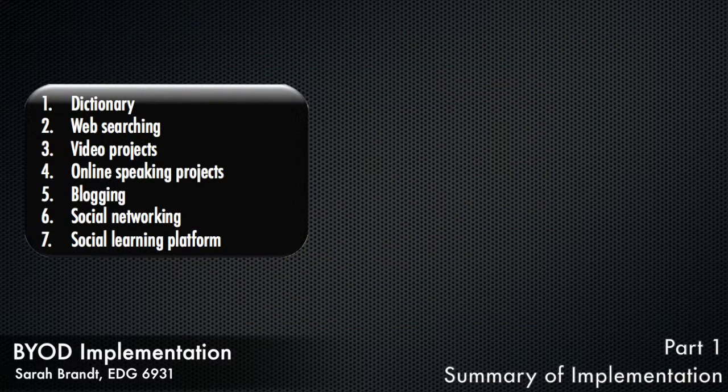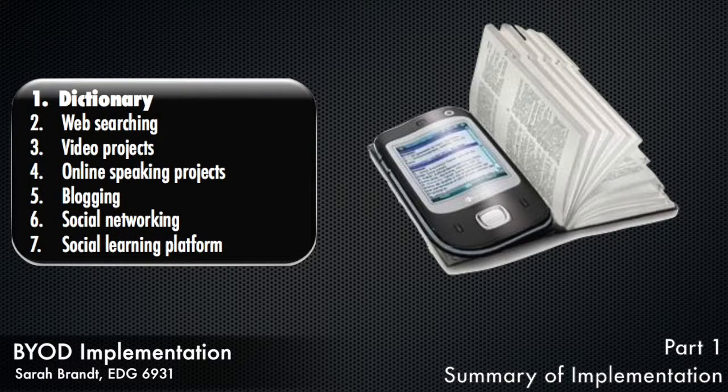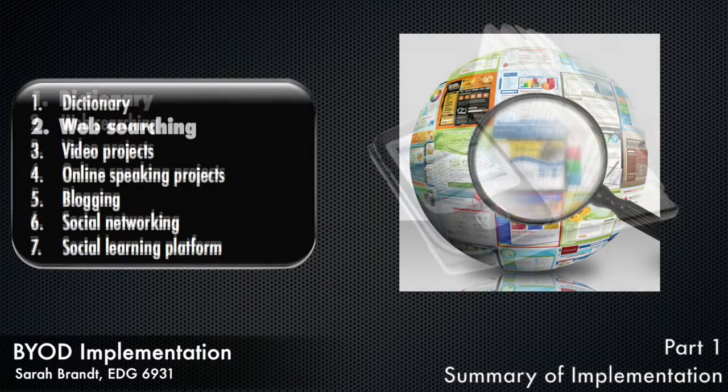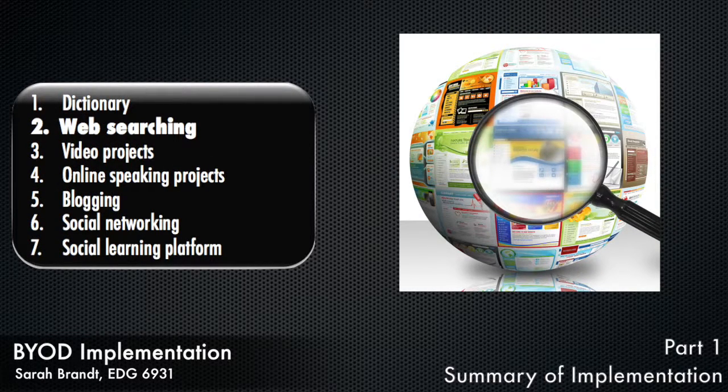7 specific mobile tools were used in this BYOD implementation. All students were required to install 2 electronic dictionaries on their mobile device to support writing assignments, vocabulary exercises, and reading comprehension. Students were encouraged to use basic web searching on their mobile device to explore topics that came up in class.